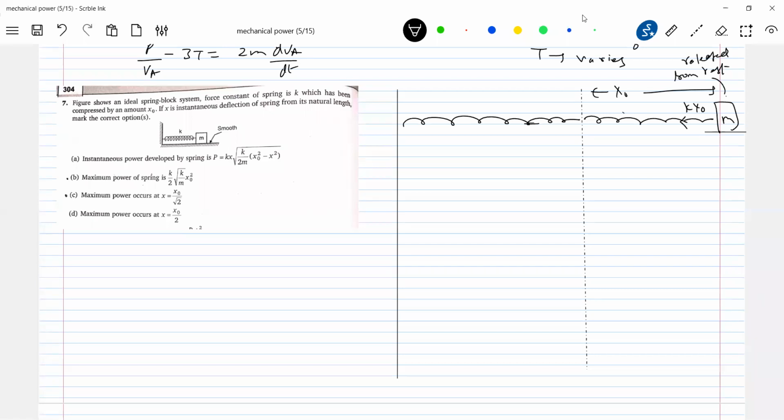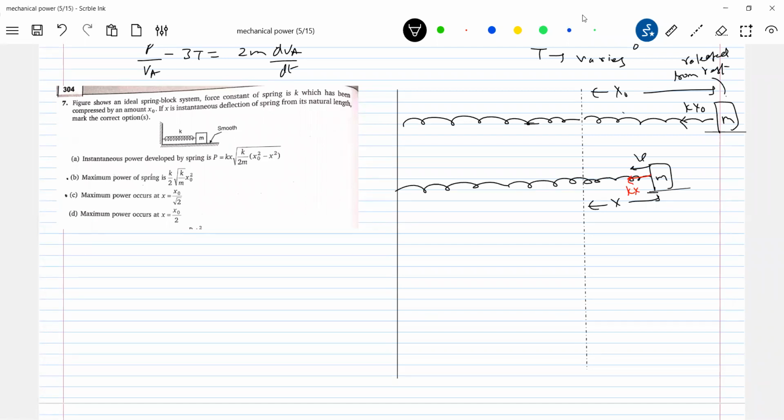Released from rest. Now the spring force does positive work, and it's a conservative force. So when the displacement of the block is at a distance x here, if x is the instantaneous deflection of the spring from its natural length, is it okay? Fine. The diagram, and how much of spring force? Kx will be acting. And according to the idea what we know, the force into the velocity will be the instantaneous power.